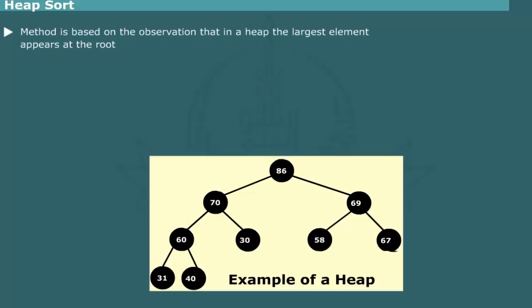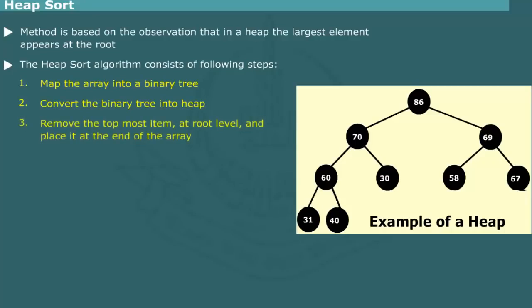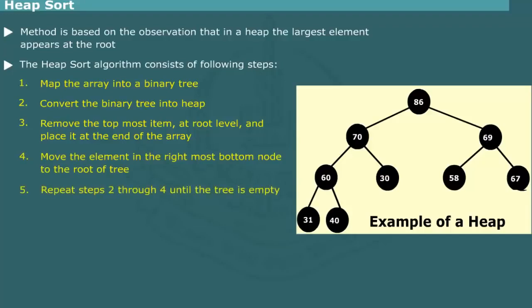The heap sort method is based on the observation that in a heap the largest element always appears at the root level. Thus, the heap sort algorithm consists of the following steps. Map the array into a binary tree. Convert the binary tree into a heap. Remove the topmost item at root level and place it at the end of the array. Move the element in the rightmost bottom node to the root of the tree. Repeat steps 2 through 4 until the tree is empty.